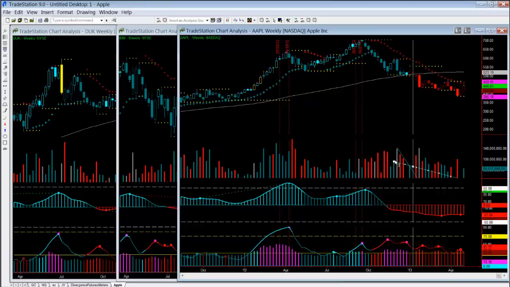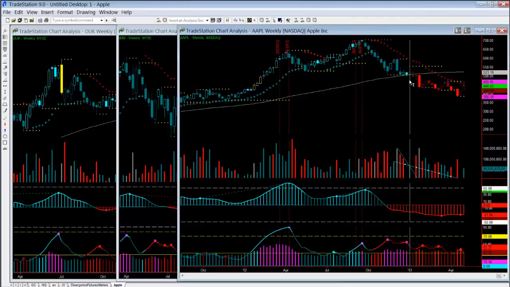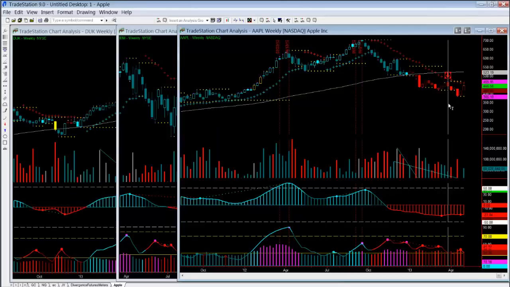You have not one, but two buyers bar that's saying buyers are not interested in this. It's got to go lower. When you come over here and made this high, what happened? Diverging volume.